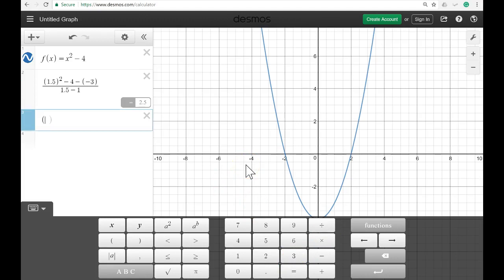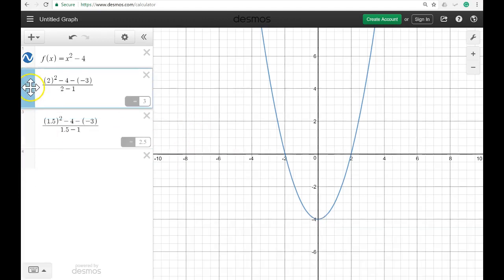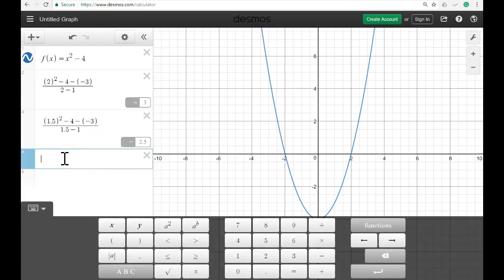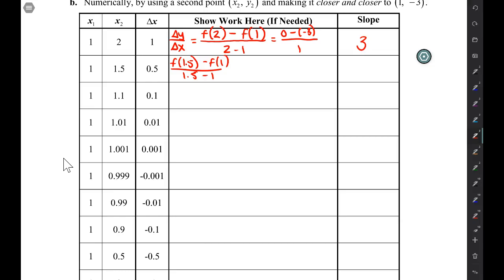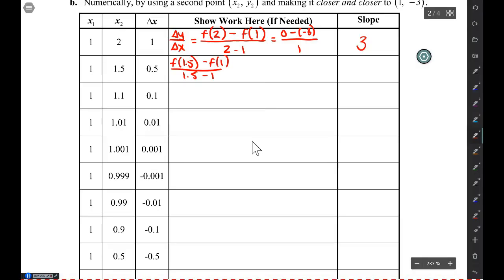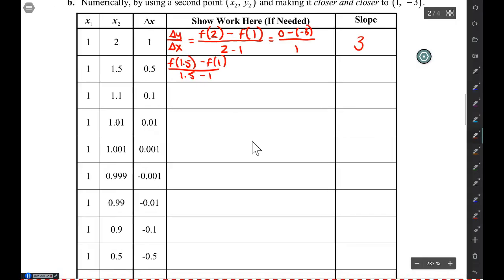And let me show you if I had done 2 squared minus 4 minus negative 3 divided by 2 minus 1. That was the first one that we calculated, right? Notice that it's giving me an output of 3. I'm going to make this come first. Okay, there's the output of 3. So now I've done 2, I've done 1.5. Well, what was the result? 2.5. So I'm going to come in and write that down. Whoops, I might have to reconnect. It does that sometimes.